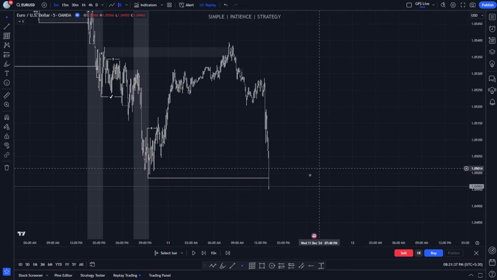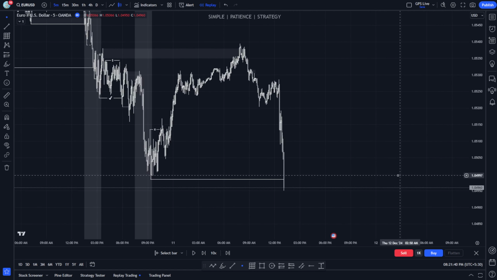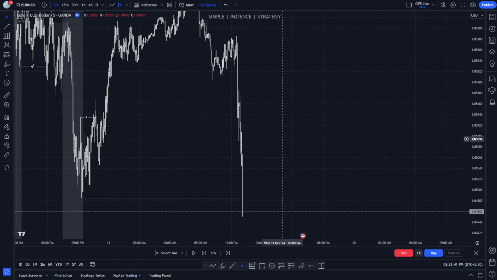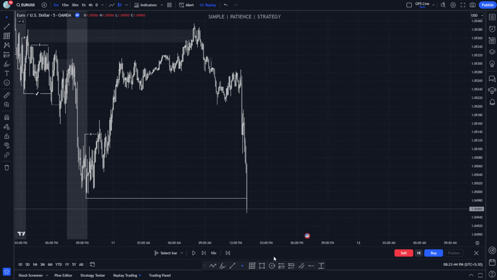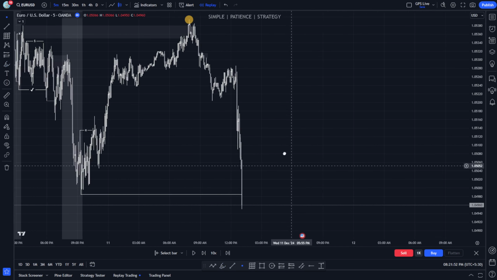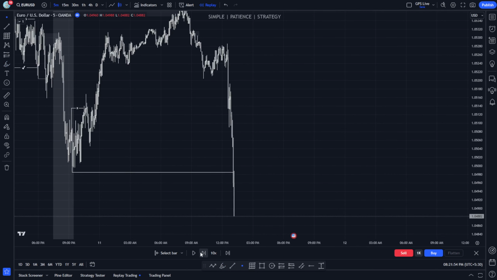Now if you can see, the market has given us a breakout structure right here. And what do we do now? The first thing we do is mark the valid high or valid low. So the extreme point is this one right here. So that's our valid high. Okay. Now let's see what the market does.